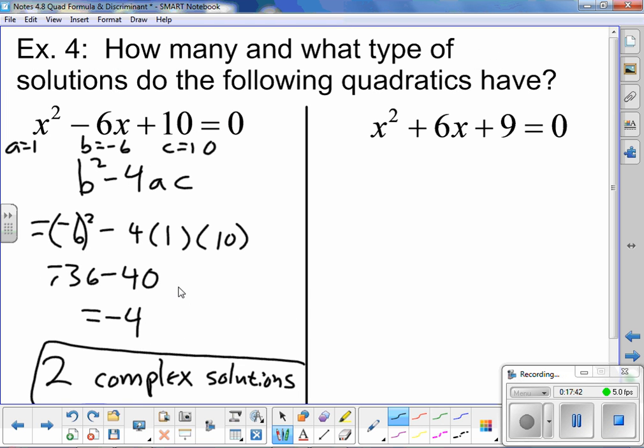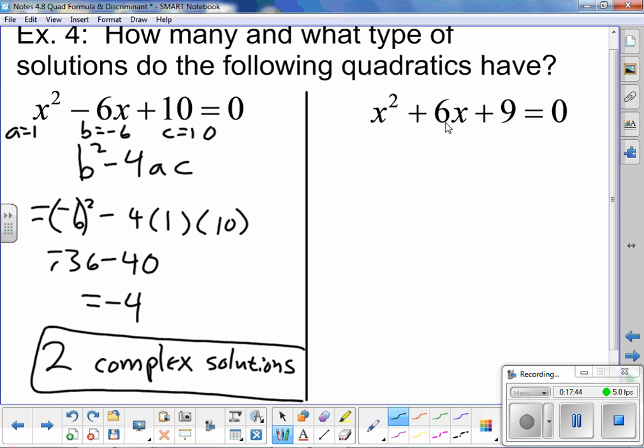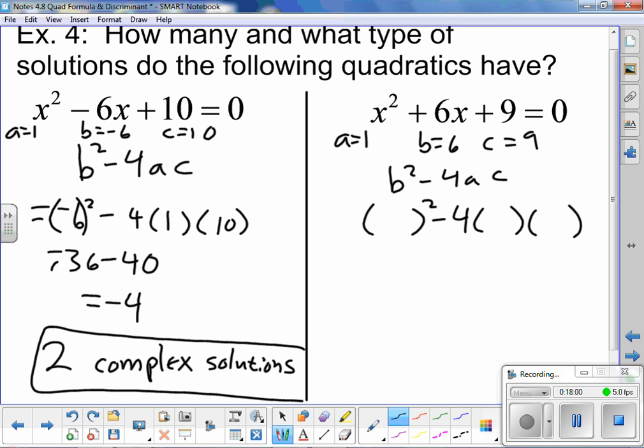All right, and here, let's try this one. The same thing has to be equal to 0, just like with the quadratic formula. a equals 1, b equals 6, c equals 9. So b squared minus 4ac is the part we're worried about. So it's a 6 for b, so 36 minus 4 times 9, which is 36. And that's going to be a 0.